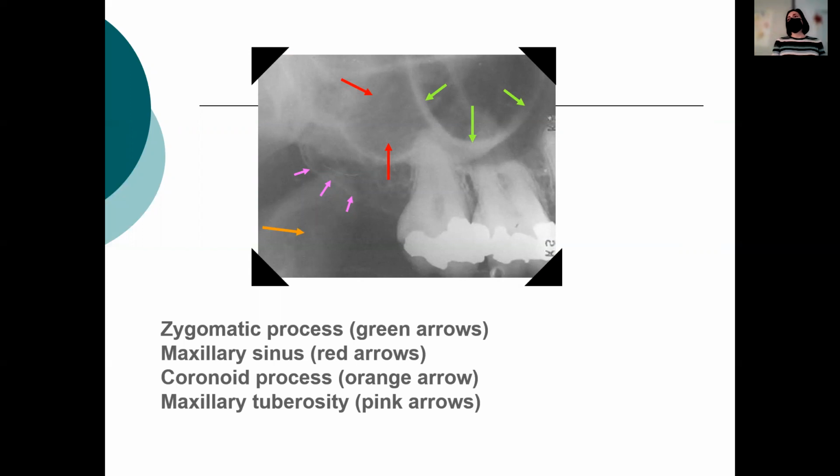And then this is a big old coronoid process right through here. This whole thing sticking in here in the corner, that's the coronoid process. And then this is the maxillary tuberosity through here.